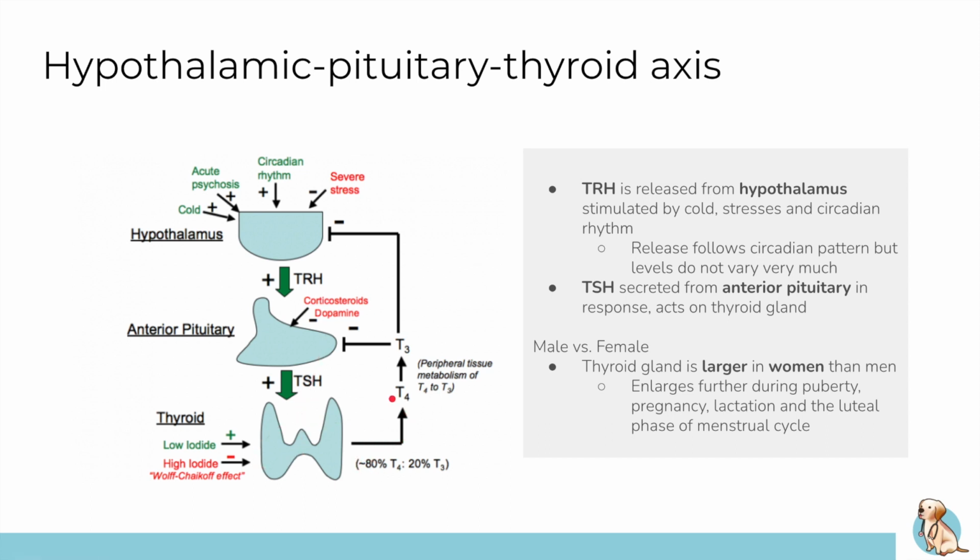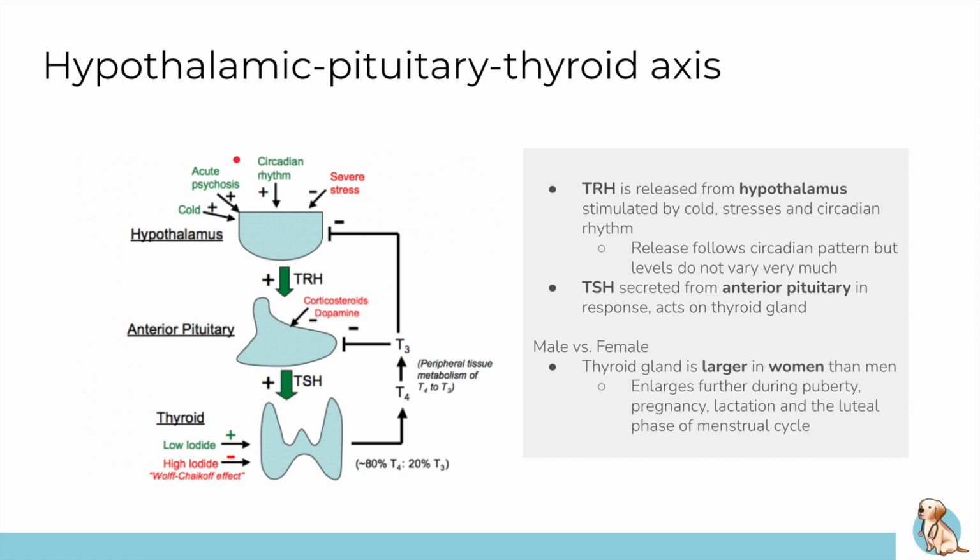Now, different factors have different effects on this feedback loop. Thyroid hormones have a negative feedback loop, so when serum thyroid hormone levels rise, this will inhibit hormone release from the anterior pituitary and the hypothalamus. Other factors that affect the hypothalamus, so TRH is increased by things like cold, the circadian rhythm, estrogen, acute psychosis, and of course, as we talked about, the feedback loop, decreased T3 or T4 levels.